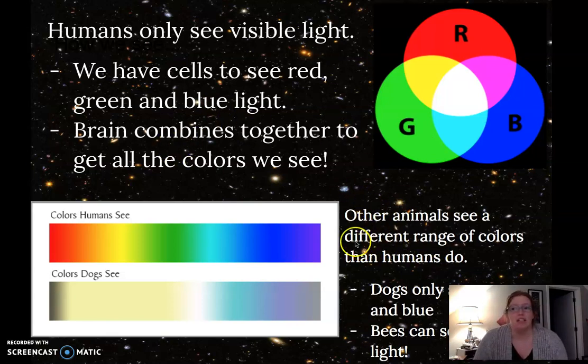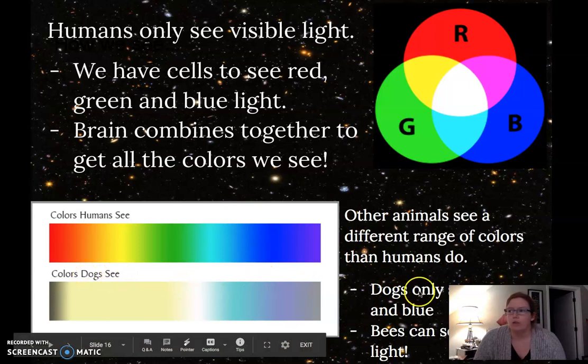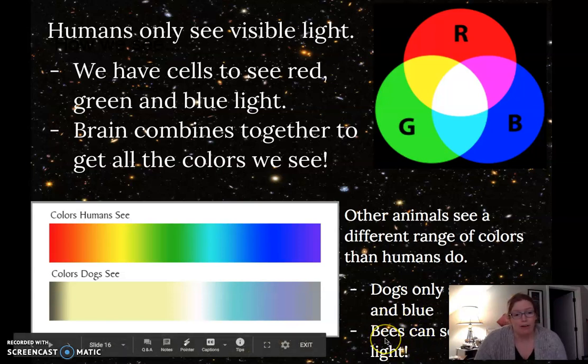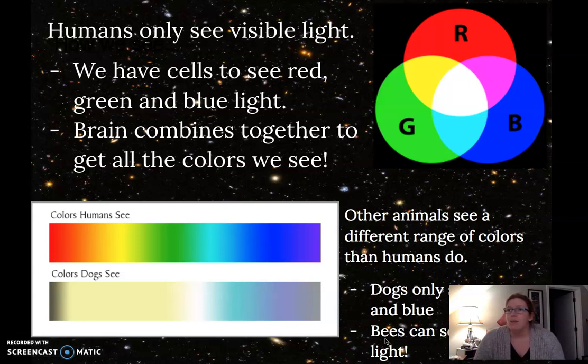Other animals see different ranges of light than we do. Other creatures here on Earth. Dogs only have green and blue cone cells. Bees can see ultraviolet light, so they see different patterns on flowers than we can with our visible light eyeballs. So that's just some pretty cool things about how we as humans see light and can perceive visible light.